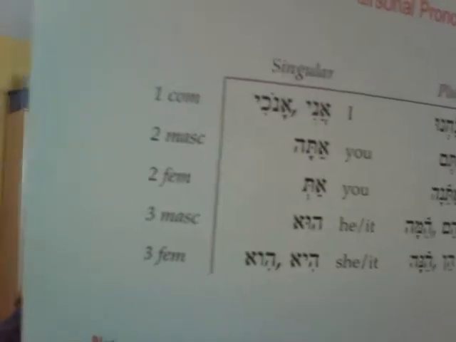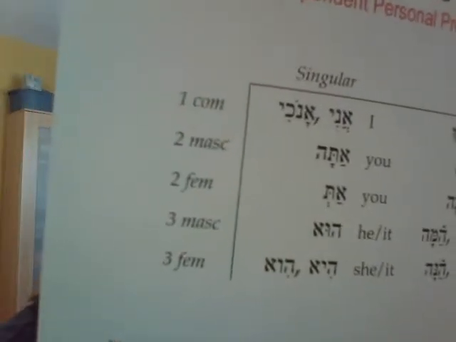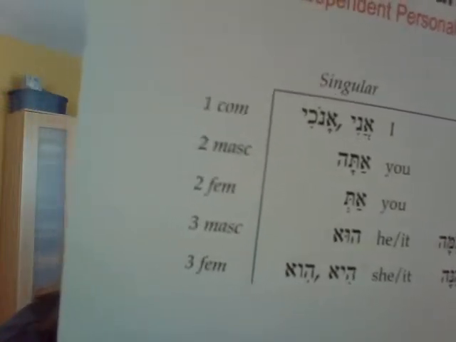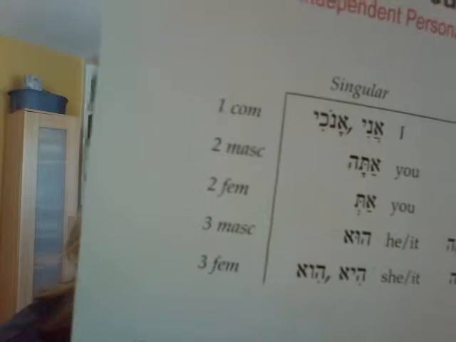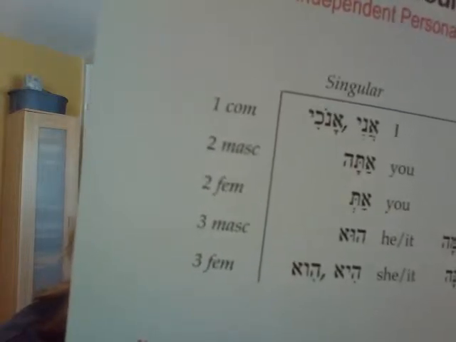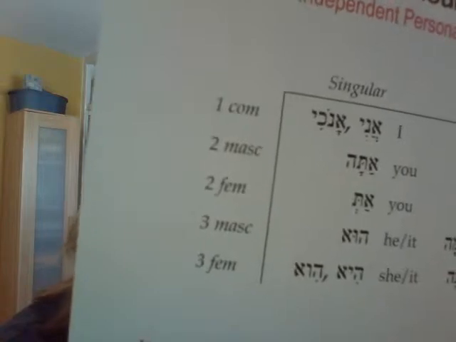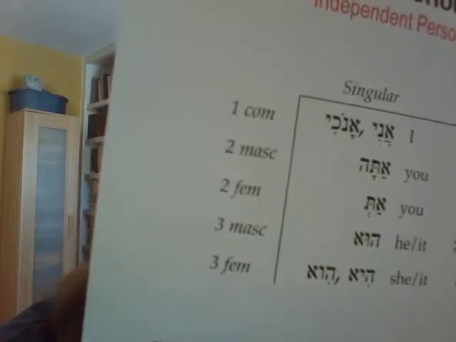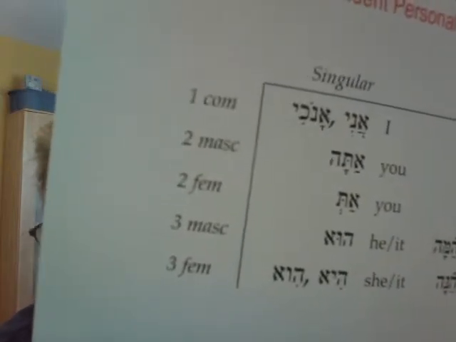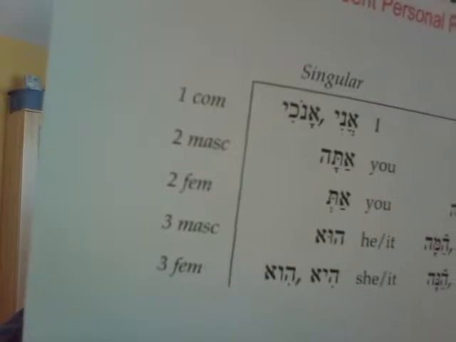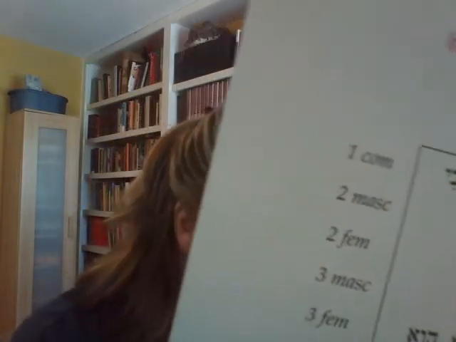So let's go over this again. First common, ane or anoke. Second masculine singular, ata. Second feminine singular, at. Third masculine singular, who. Third feminine singular, he. And remember, the hey, vav, aleph will only be found in the Pentateuch. So those are your independent personal pronoun paradigms.